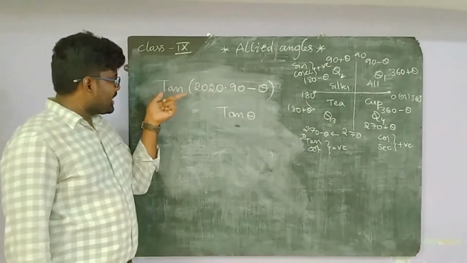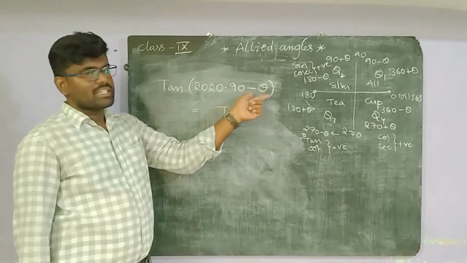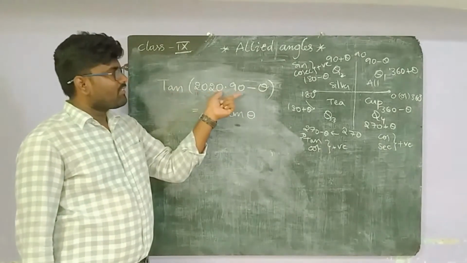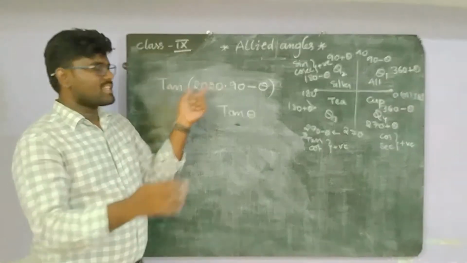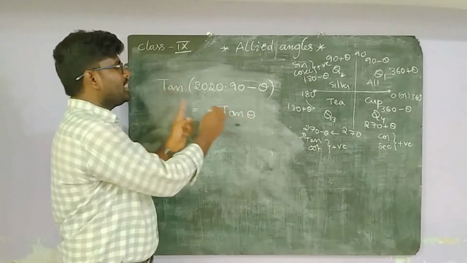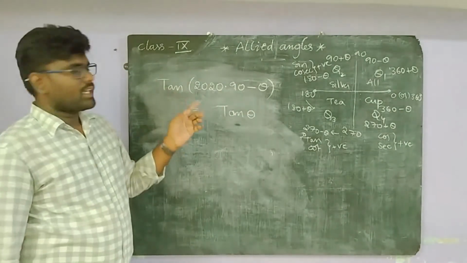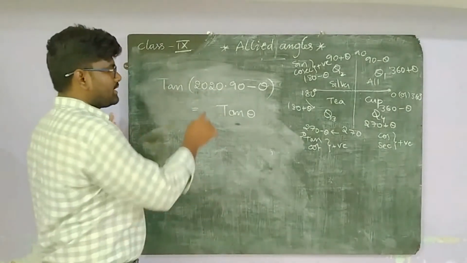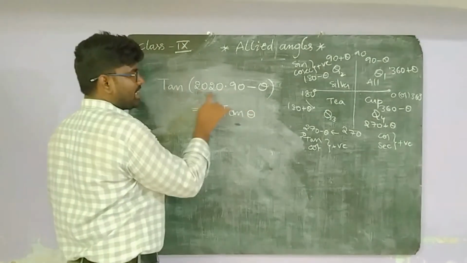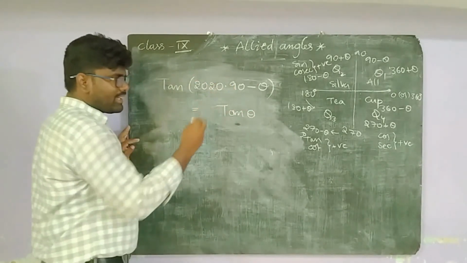We are getting tan 20 into 90 minus theta, that means an even multiple of 90 minus theta. Even multiple of 90 means the trigonometric function doesn't change, we are getting tan theta only. Whether it is positive or negative depends upon the quadrant. Here, which quadrant will it be? Whenever they give a multiple of 90, that number we can divide with 4. Why are we dividing with 4?